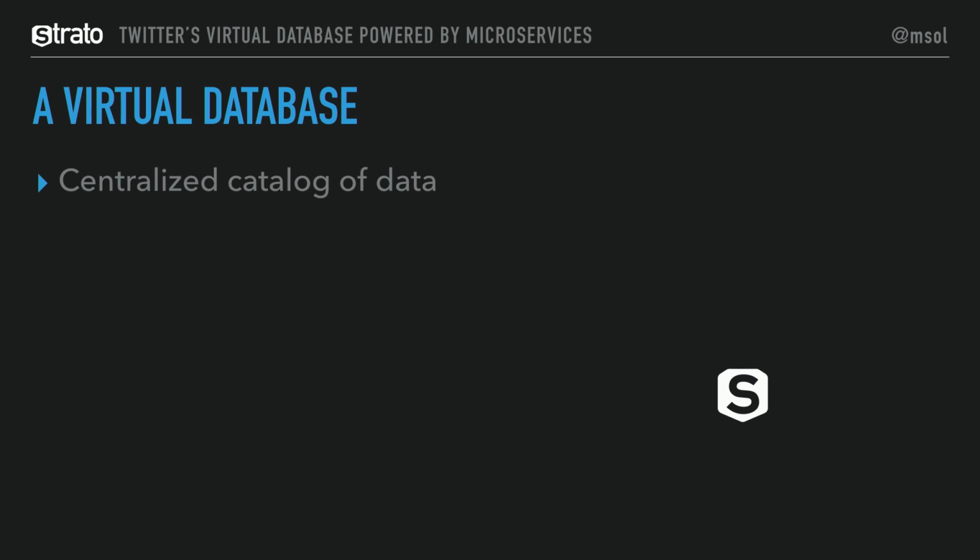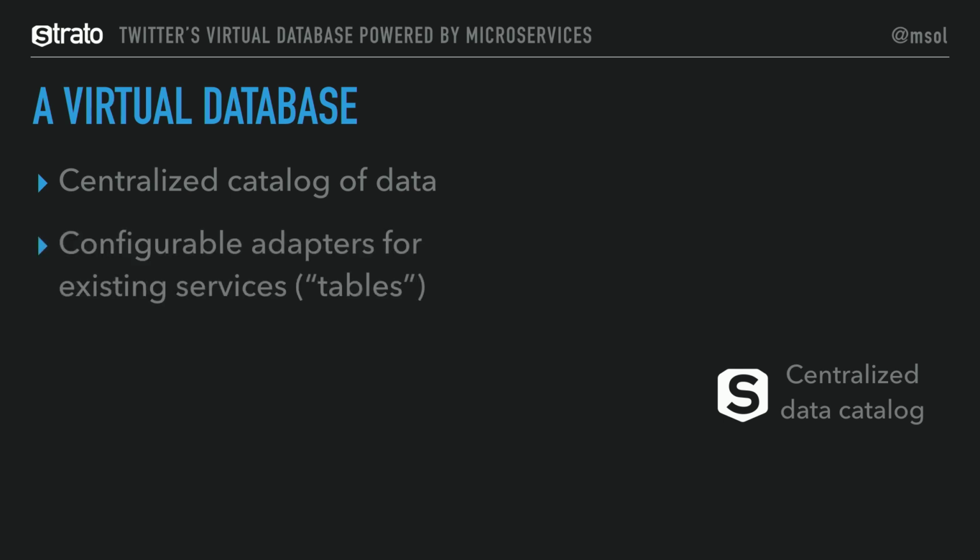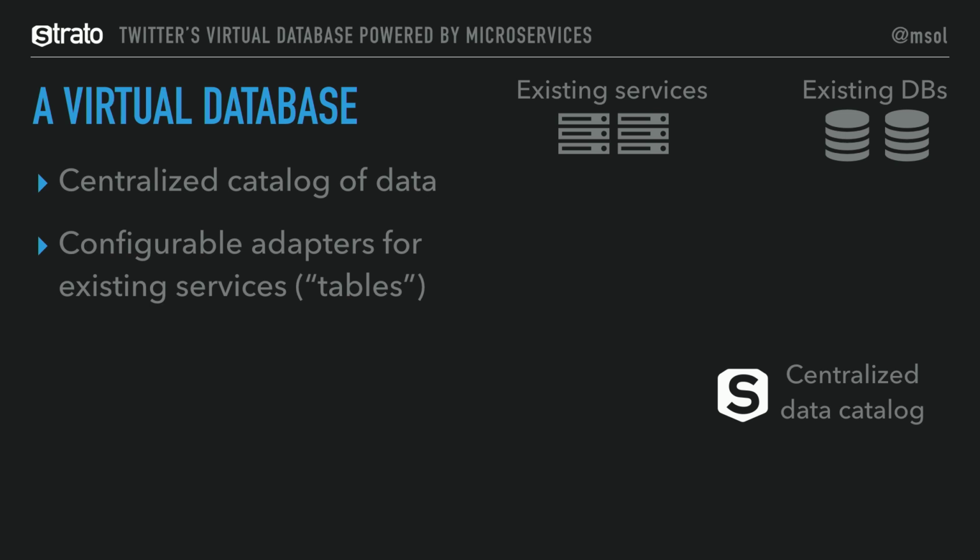Usually this is per database, but here we have a virtual database. So in principle, it encompasses all available data. But in order to make that true, we actually need to expose data via Strato. So we also have a library of configurable adapters for existing services and existing databases, and these translate into tables in our virtual database. So Strato can talk to existing services and existing databases.